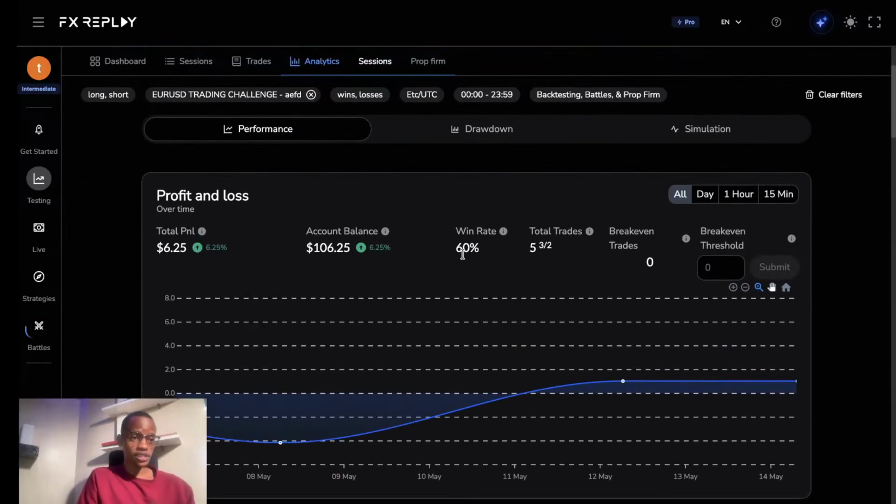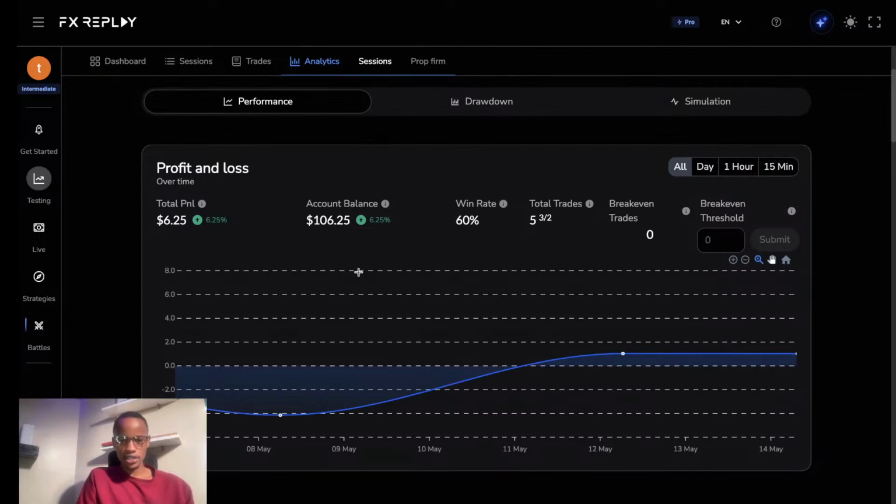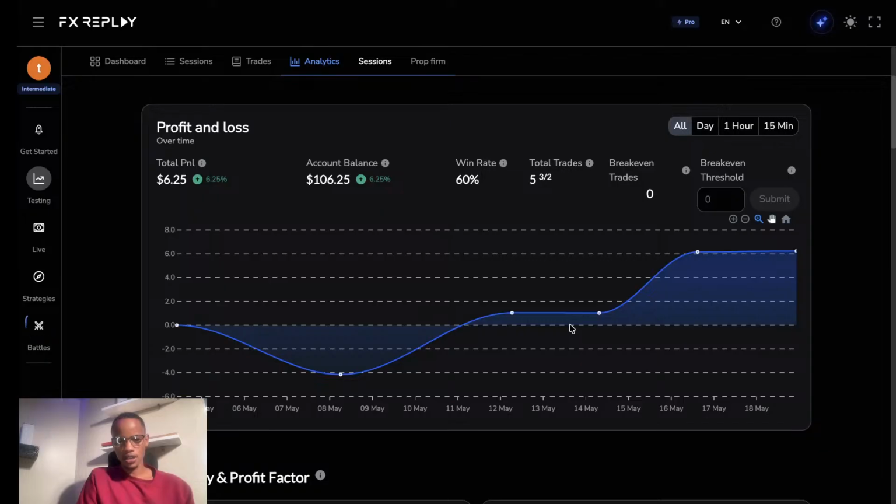Win rate is still at 60%. The total PNL is $6. It's still the start. Account balance $106. The win rate is at 60%. Total trades taken on this account, 5 trades.